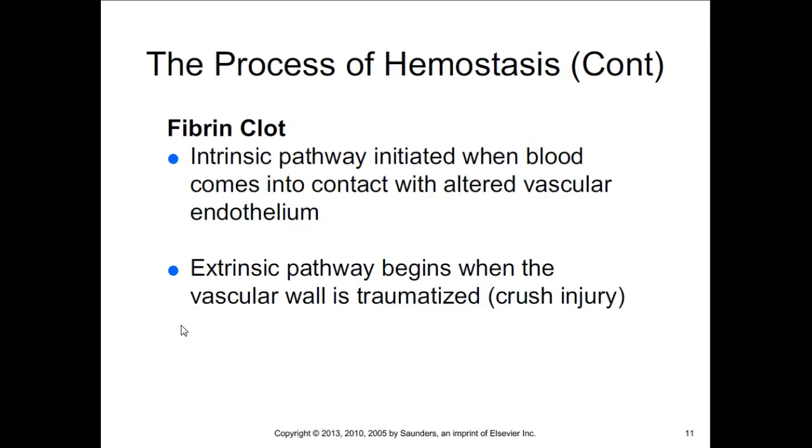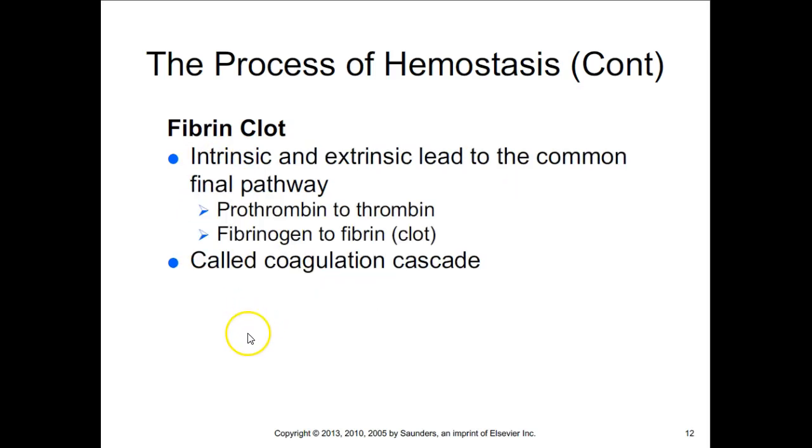All right, so the intrinsic pathway is initiated when blood comes in contact with exposed collagen from damaged endothelium, right? And then the extrinsic pathway is when the vascular wall is traumatized, like in a crush injury. So the extrinsic pathway may not be activated if the tissue is not also affected. This is from the tissue, this is more from the blood, right?